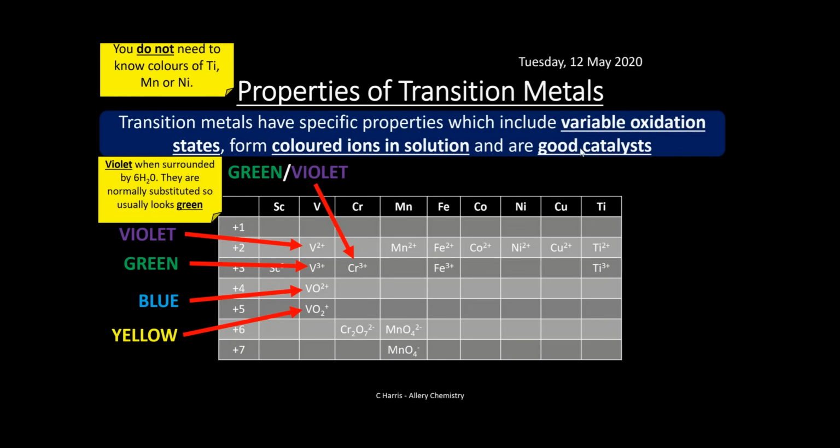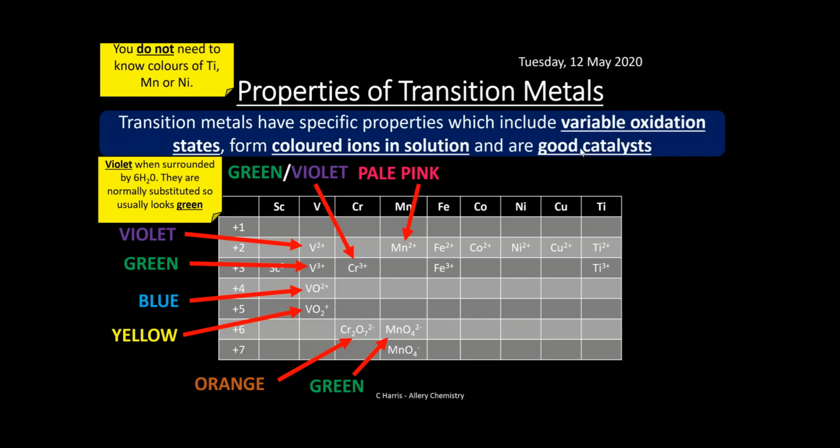And then chromium 3+ is a bit of a strange one. It's green and violet, but it's violet when it's surrounded by 6 water ligands, and we'll look at ligands later. And they're normally substituted, so it looks green. So it can have its normally green colour when we look at it, but it can exist as violet if it's in the right conditions. Okay, orange for your dichromate. Manganese Mn2+ is a pale pink colour.